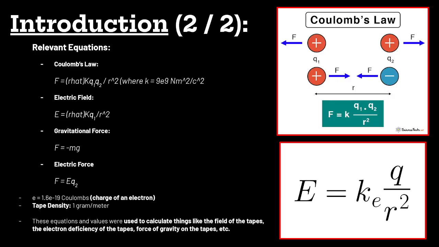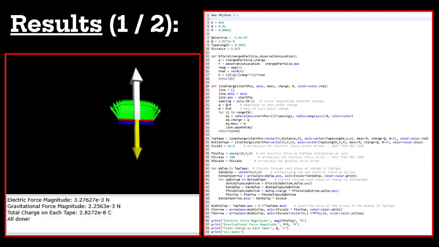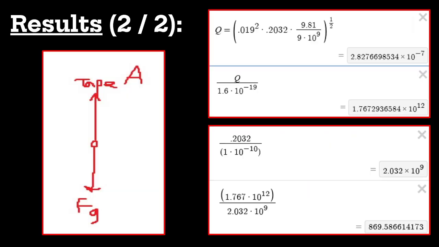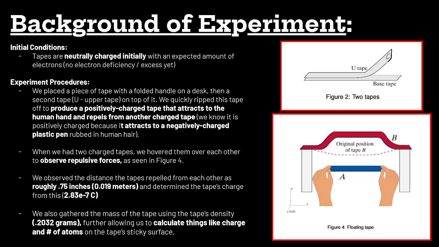These are the formulas that we use for the tape. Coulomb's law, electric field. This is the results. This is the coding right here on the right. This was the model produced on the left. You can see the electric force is greater than the gravitational force. We'll get into that later, but this is the results. This is just results from lab 1.